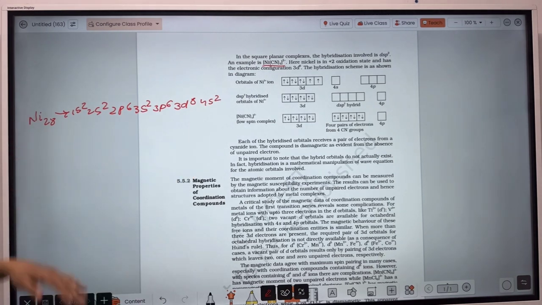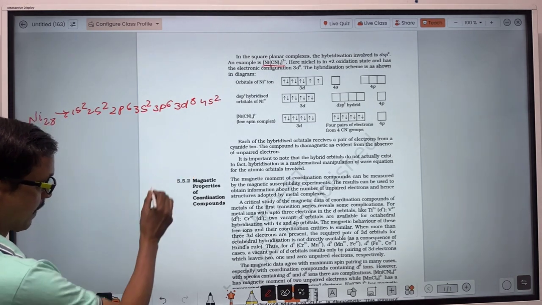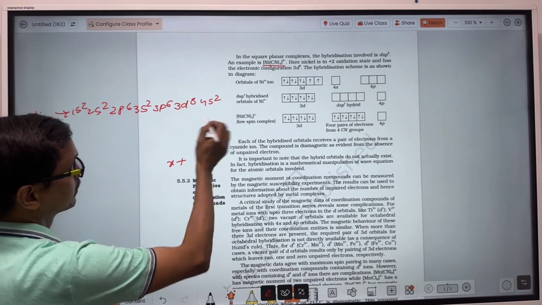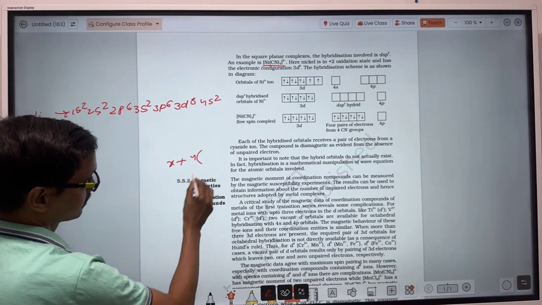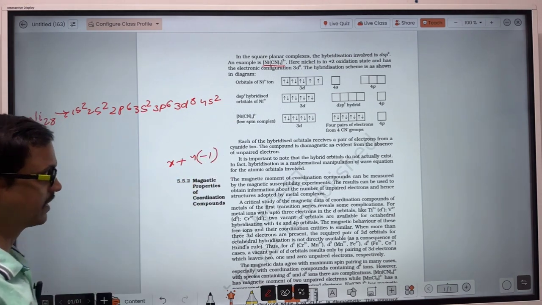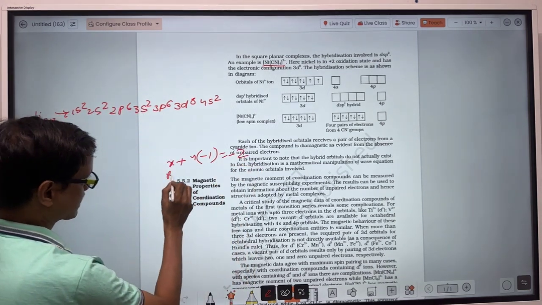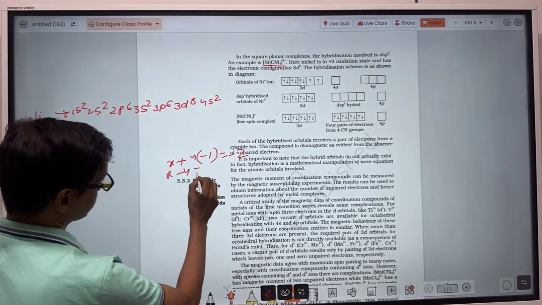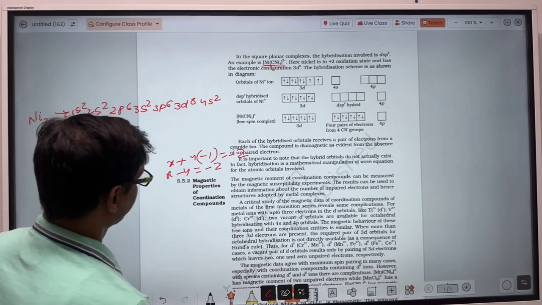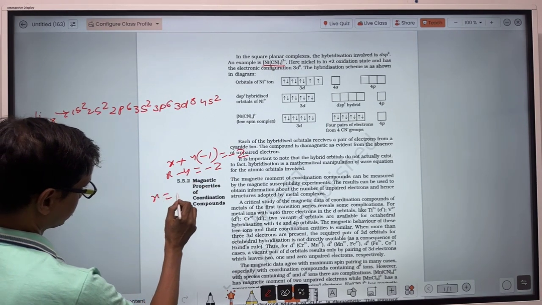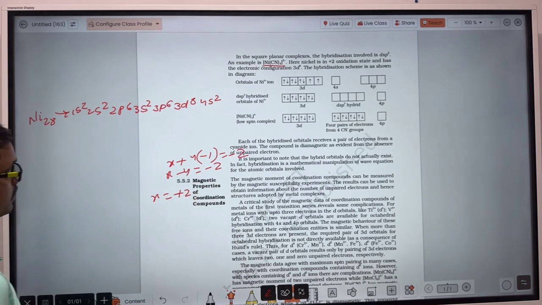Now let's see the oxidation number of nickel. Here, how much? Nickel, suppose X plus. There are 4 cyanide groups and the oxidation number of CN is minus 1, which equals minus 2. So X minus 4 equals minus 2. So X equals plus 2.